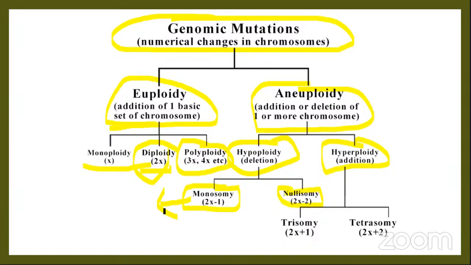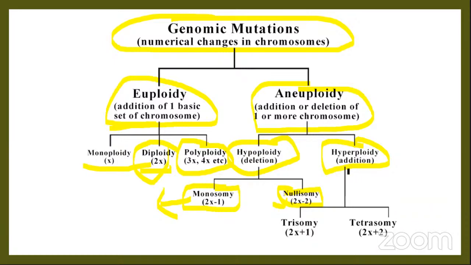Suppose there are 46 chromosomes and one chromosome is deleted, so it becomes 45. That's why the formula is 2x minus 1, because one chromosome is deleted. The next one is nullisomy. If two chromosomes are deleted, that's called the nullisomy condition, in which 46 chromosomes becomes 44 because of the loss of two chromosomes. In nullisomy, the complete homologous pair will be deleted.